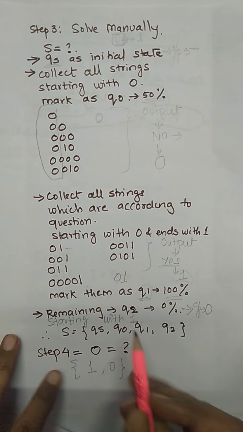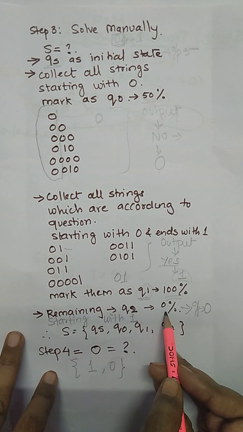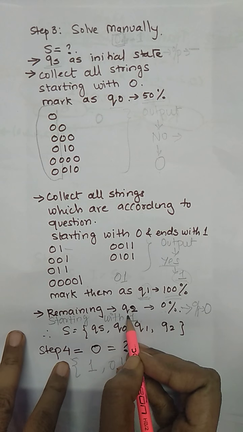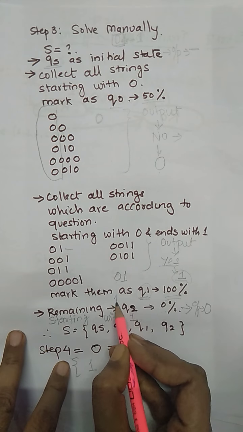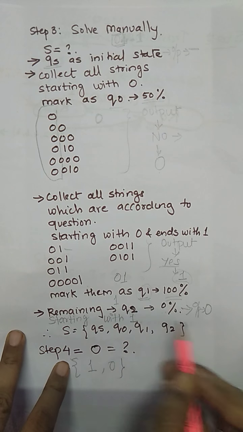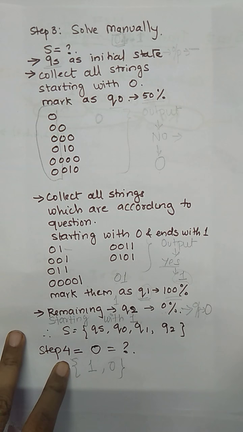So those strings which contain 0% of our requirement will be marked as state Q2. The strings marked as state Q2 will be the strings starting with 1. Those strings which start with 1 will produce output no, and this is output 0, which represents that the string is rejected.